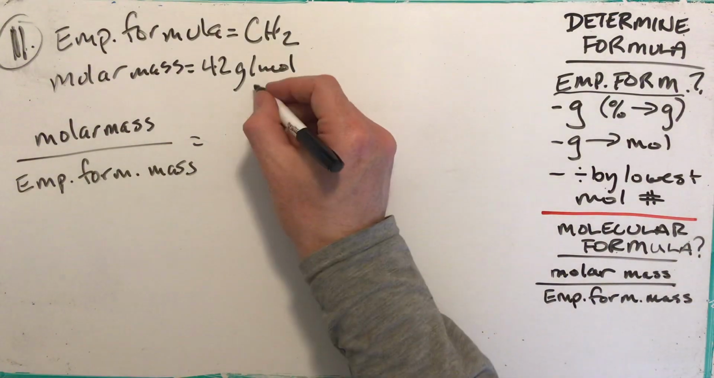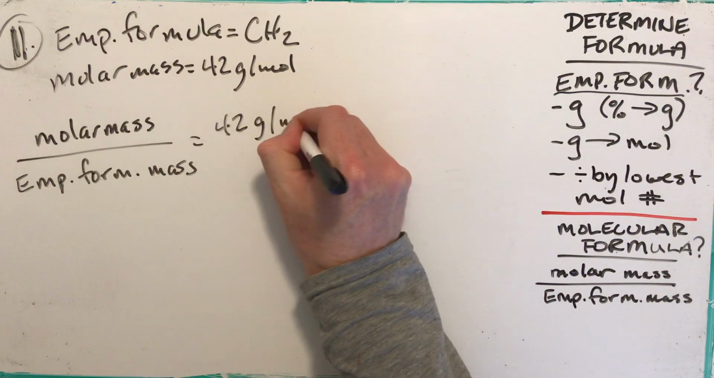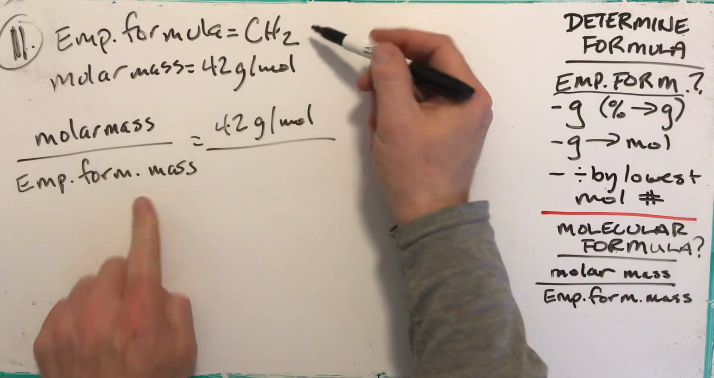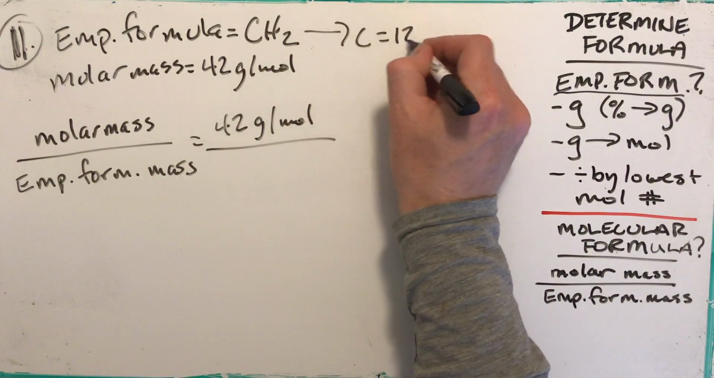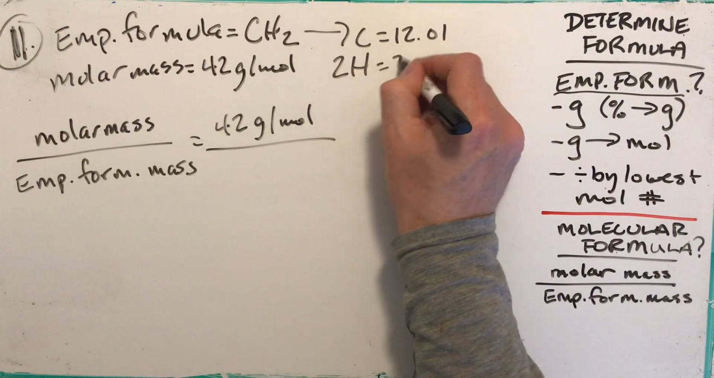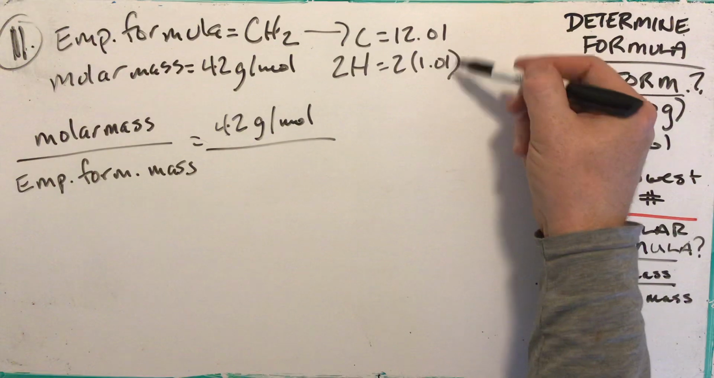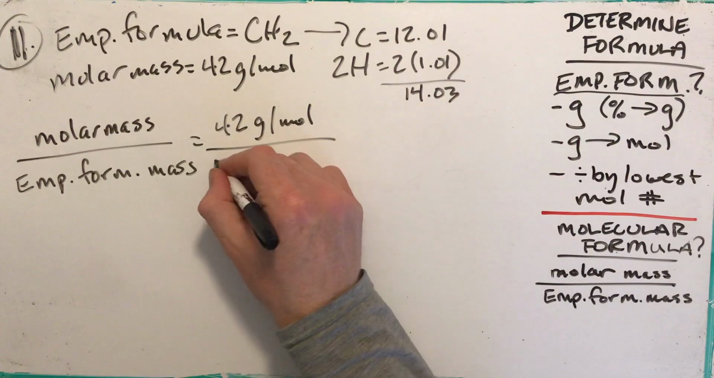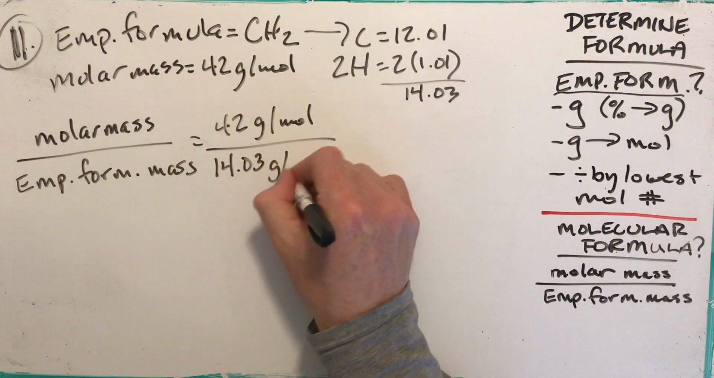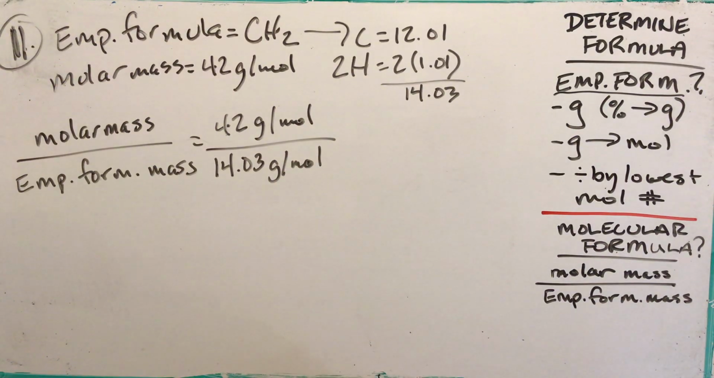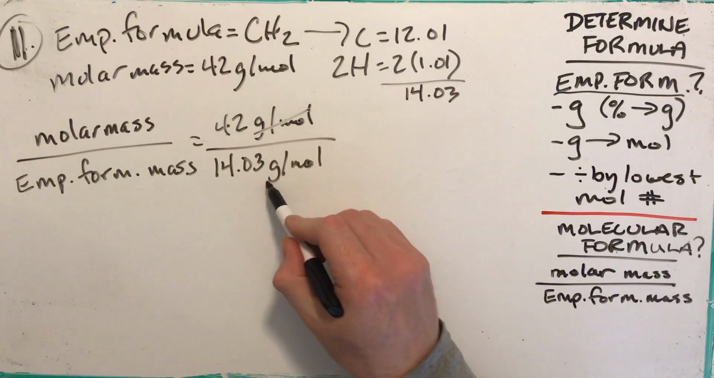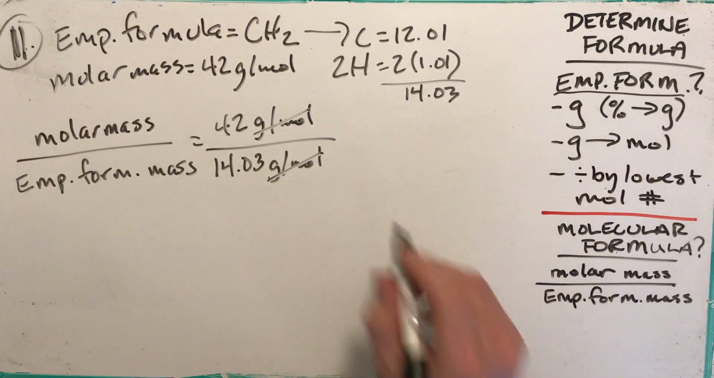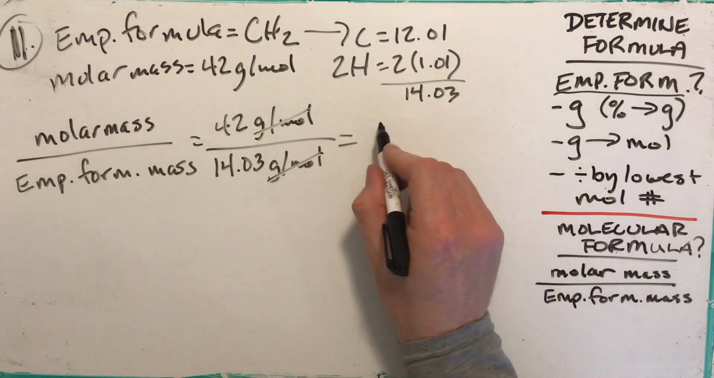So the molar mass given in the question was 42 grams per mole. The empirical formula mass I get from this. So I take this and I see C is 12.01. There's two H's, so that's 2 times 1.01. These are the values off of the periodic table. When I add that up, it becomes 14.03. So that's what I put here. And it's grams per mole. Grams per mole on top and on bottom, well, when I divide, they cancel out. So there's no units with the answer. And when I divide that out, I will get 3.